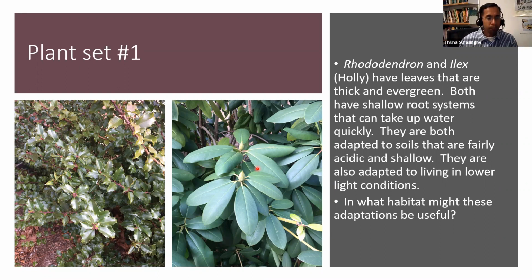Lower light conditions, younger, shallow soil, quickly uptake water, thick leaf. Where would you expect to find those? Thick leaf and evergreen. Where would you expect to find those? What kind of habitat? What kind of biome? What kind of plant community?